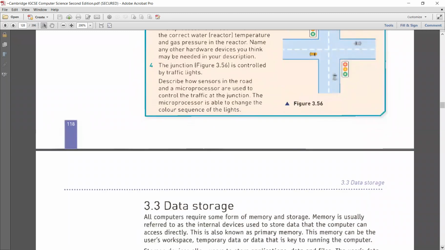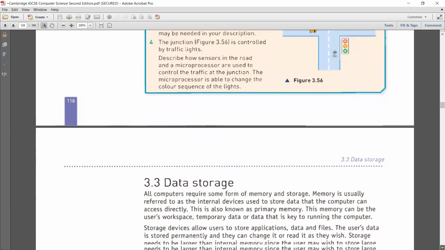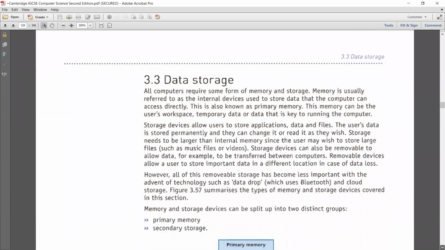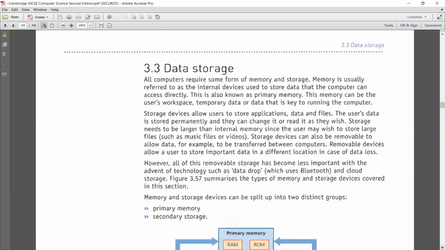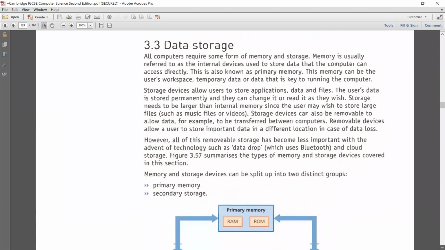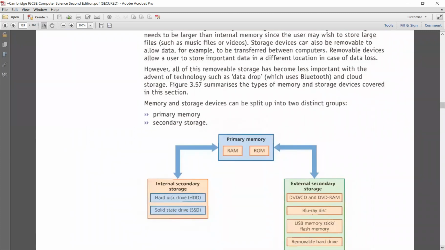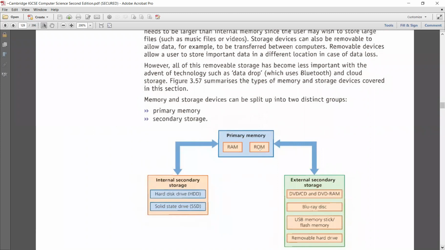Now, moving on to one of the most important topics of this chapter, that is storage. What you need to know is the difference between the two storages, which are primary storage and secondary storage, and what is coming in primary and what is coming in secondary. Primary is RAM and ROM, and secondary is internal secondary and external secondary, which you can see here.